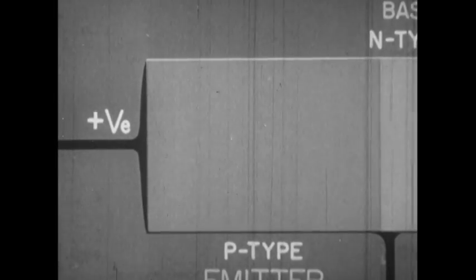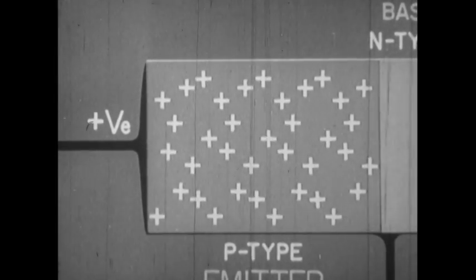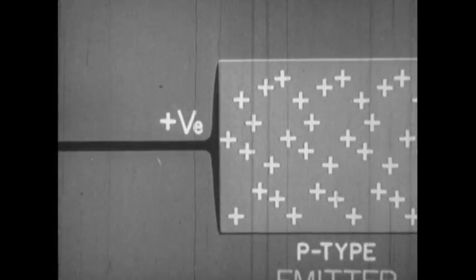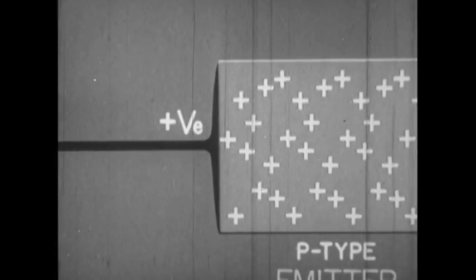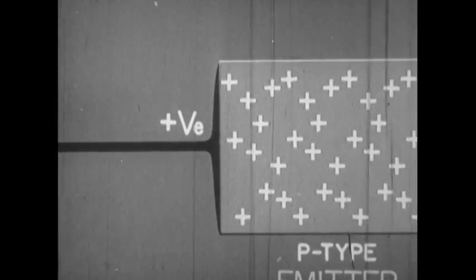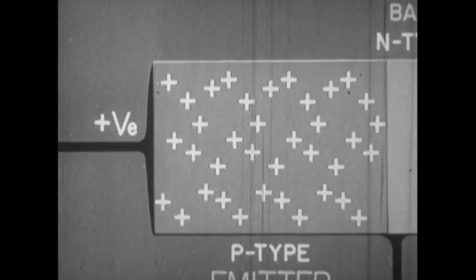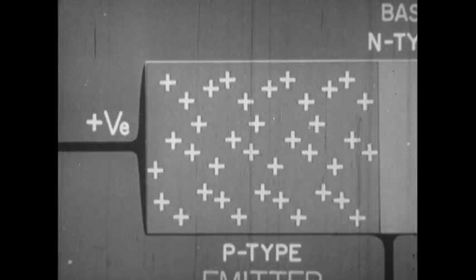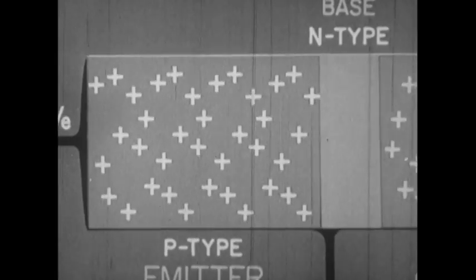In the P-type emitter, the majority carriers are holes. When current flows, new holes appear at the positive biased emitter terminal. In reality, they appear in large numbers, but we show only one at a time here so that you can see the action more clearly. The new holes repel the holes already present, so that other holes near the junction are immediately pushed over into the base.